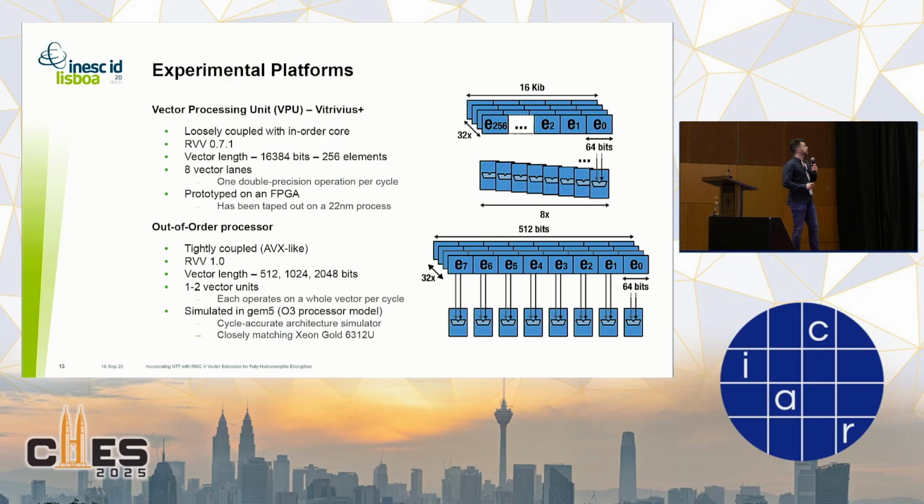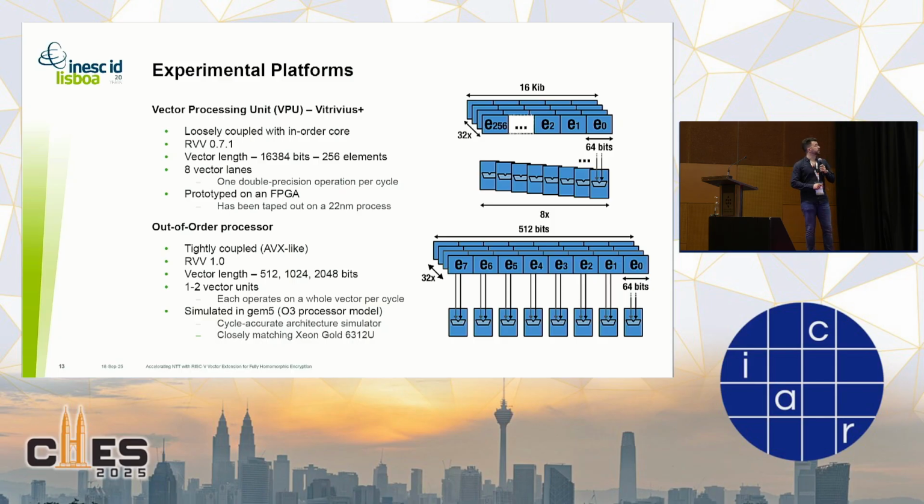So it has the older standard, has a really large vector length of 16 kilobits, which works out to 256 64-bit elements. However, it only has 8 vector lanes, so it only processes 8 of those per cycle. In other words, it does 1 double operation per cycle. We use it prototyped on an FPGA, but it has in the past been taped out on silicon you can touch. Not that you can't touch an FPGA, but you get what I mean.